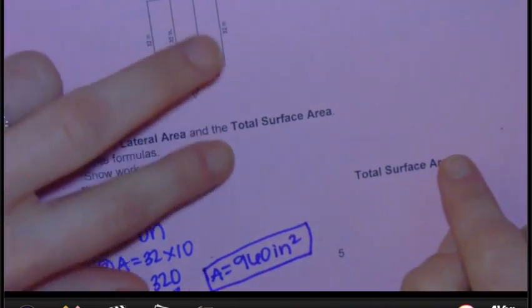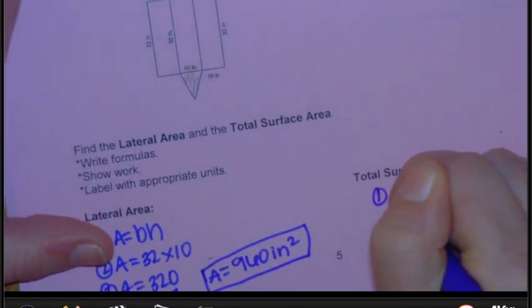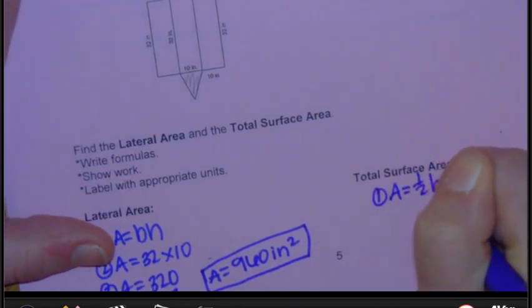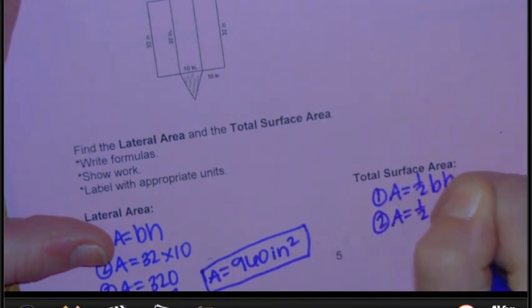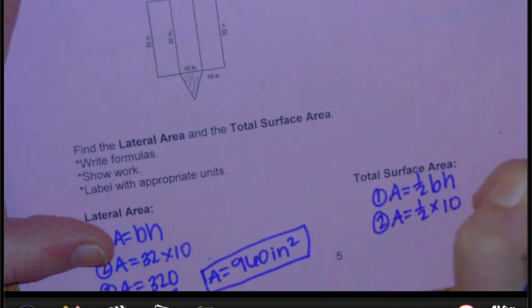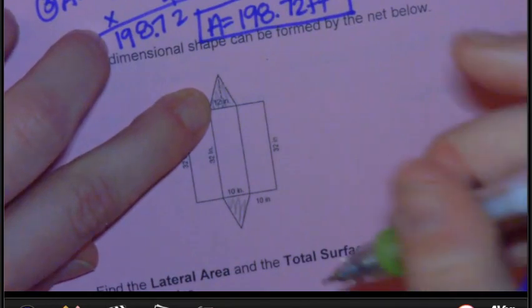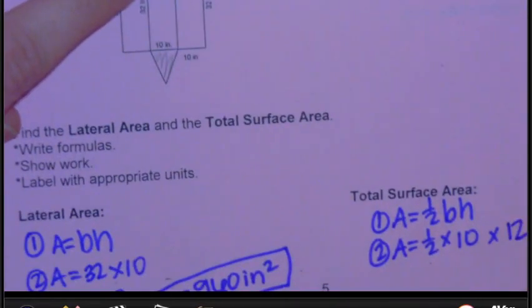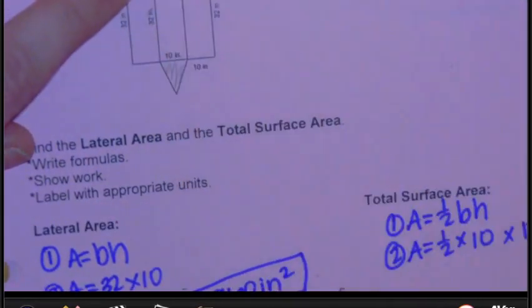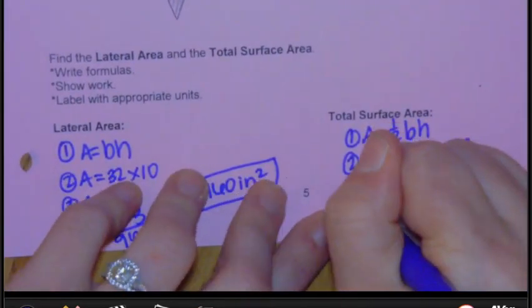To find the total, you need to find the area of the 2 bases and add it to the area of all of your sides. So my bases are triangles, so the area is 1/2 base times the height. Area is equal to 1/2 times my base is 10, and my height is right here. You can barely see it. Might need to erase this so you guys can see. Right here is 12, so 10 times 12. Color that back in.